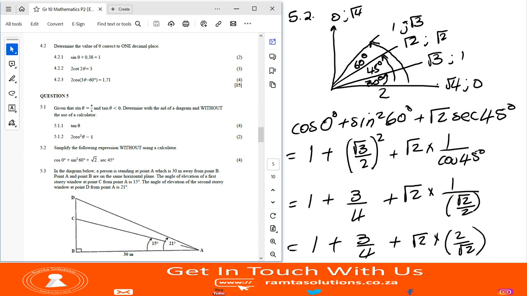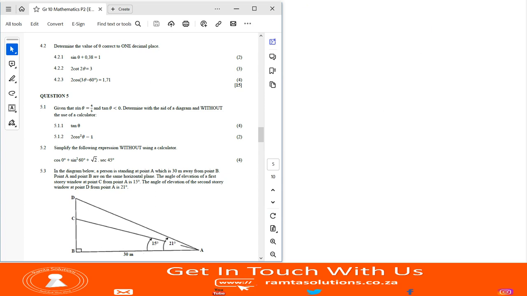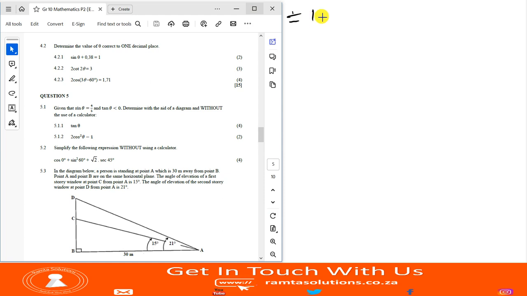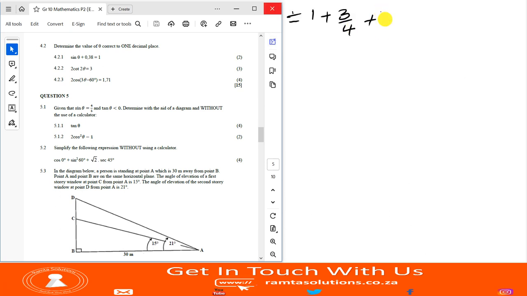Now what you're seeing here is that this cancels with this. What are you left with? We are left with 2. So let's go to the next page. Let me erase this. You are left with 1 plus 3 over 4 plus 2, because the root 2's were cancelling.